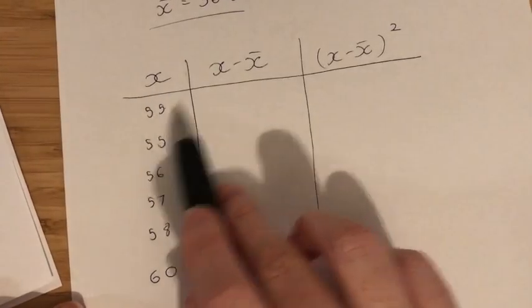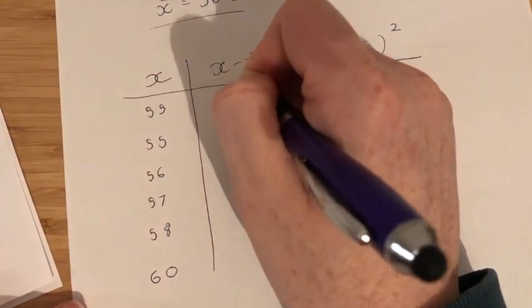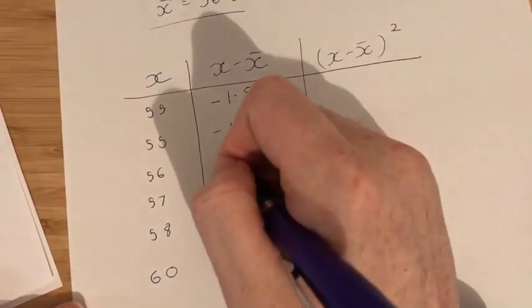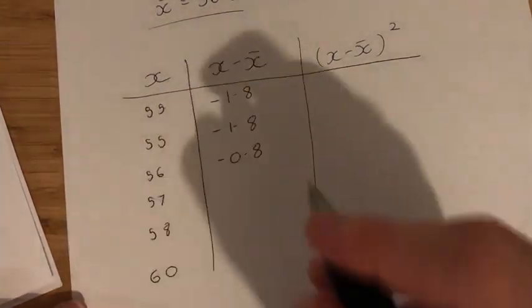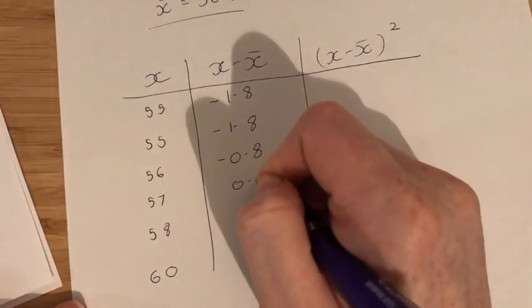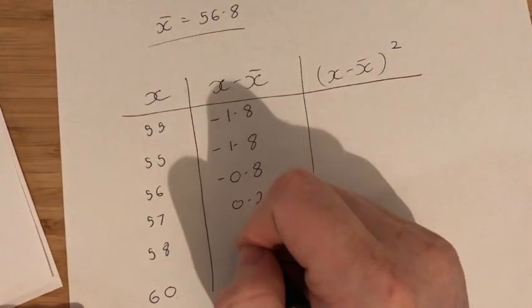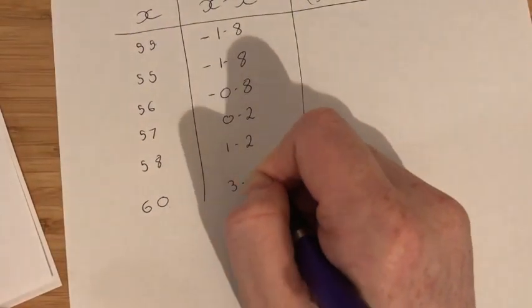Alright, we're now ready to do each number minus the mean. So 55 minus 56.8, we're going to end up with negative 1.8. We're going to do that twice. 56 minus 56.8 is negative 0.8. 57 minus 56.8, we're going to have 0.2. 58 minus 56.8, we're going to have 1.2. And then finally 60 minus 56.8, we're going to have 3.2.